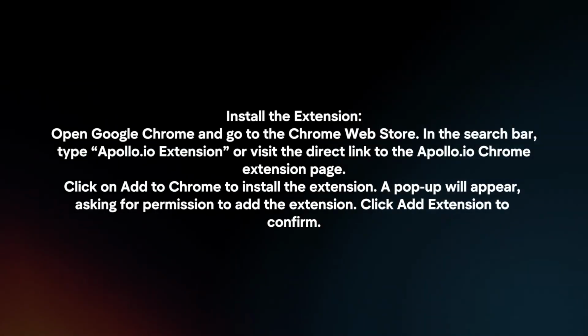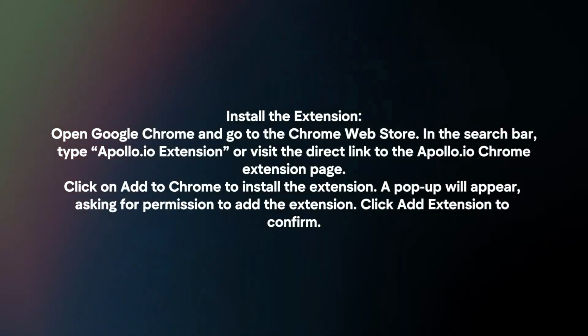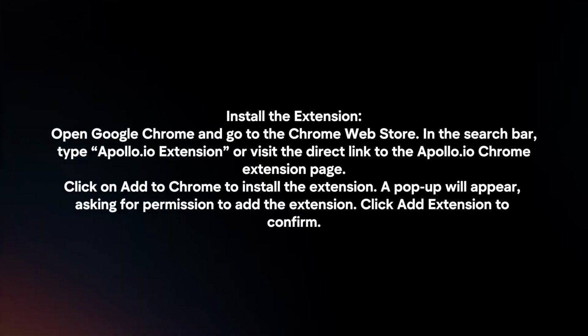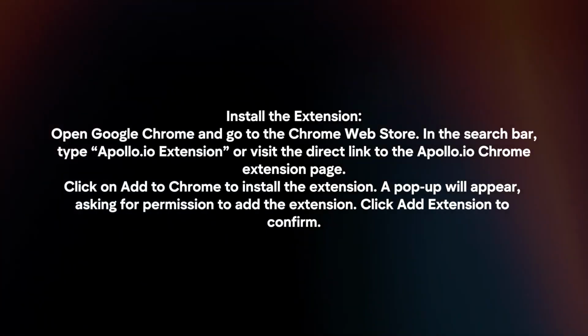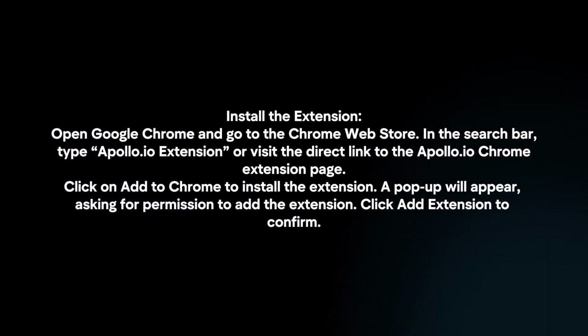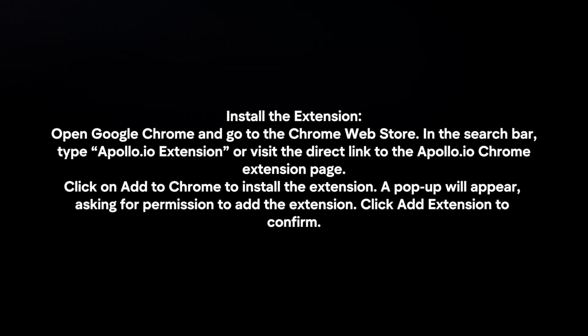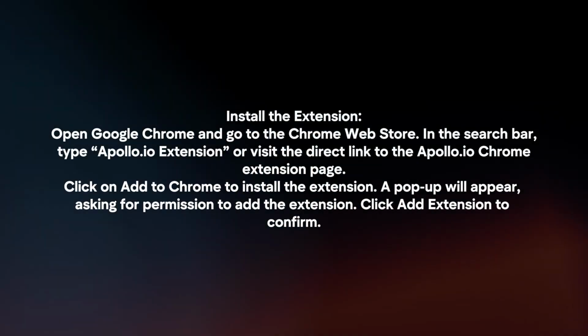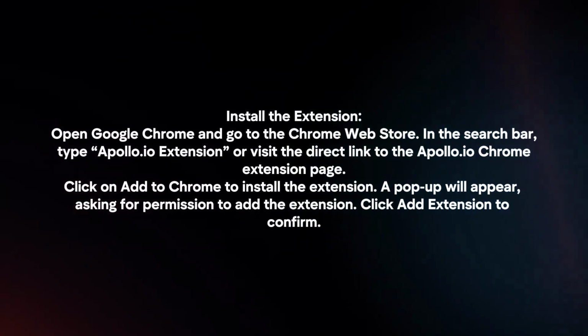Install the extension. Open Google Chrome and go to the Chrome Web Store. In the search bar, type Apollo.io extension or visit the direct link to the Apollo.io Chrome extension page. Click on Add to Chrome to install the extension. A pop-up will appear asking for permission to add the extension. Click Add extension to confirm.